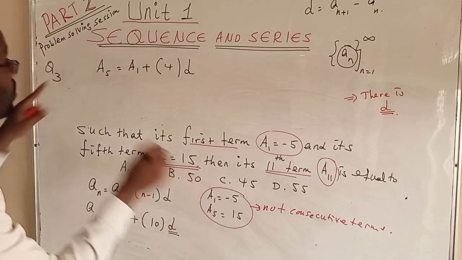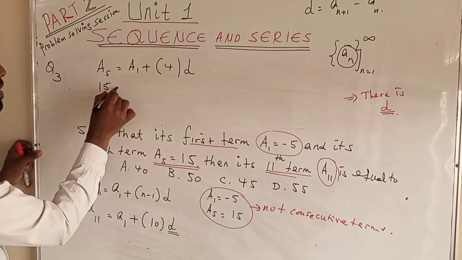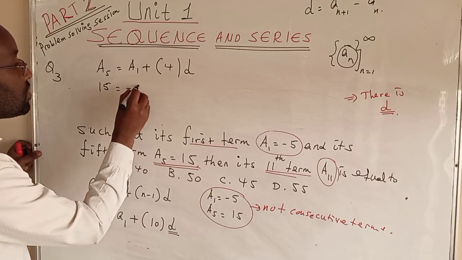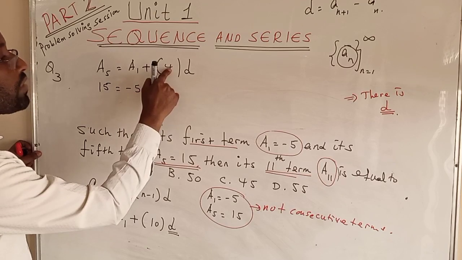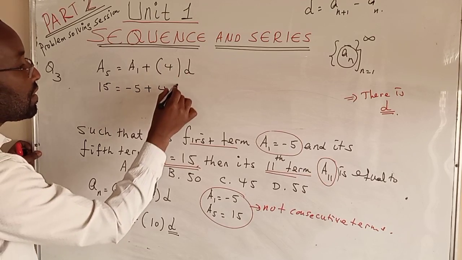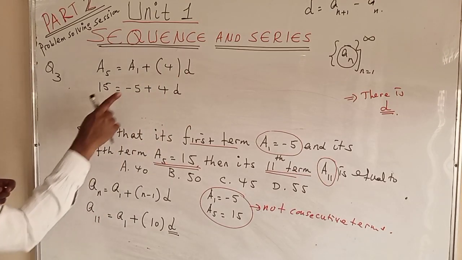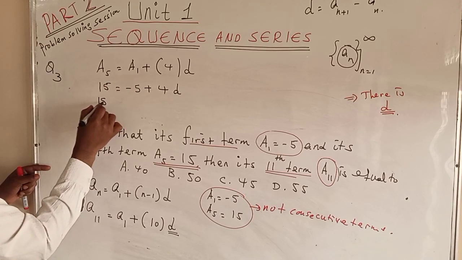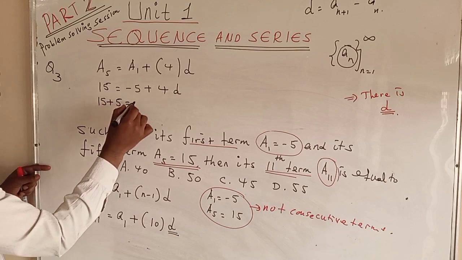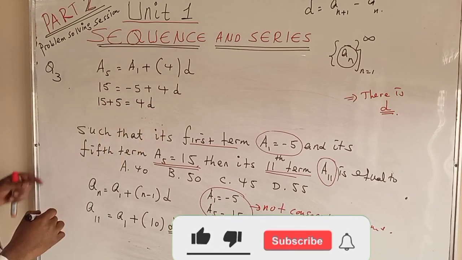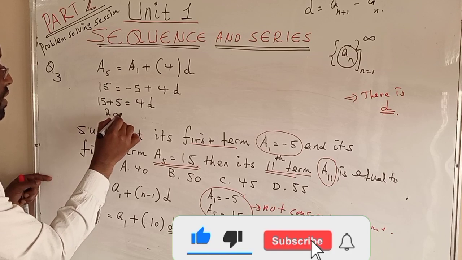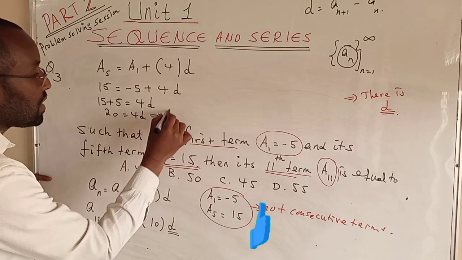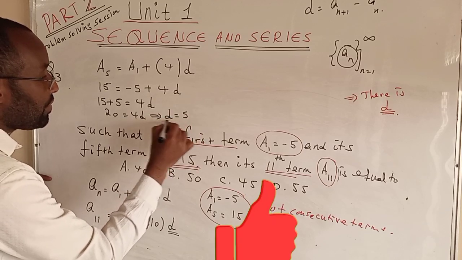We know a5, so we have 15 here. We know the first term, which is -5, so plus 4 times the common difference. Now bring this -5 to this side, so it will be 15 plus 5 is equal to 4 times the common difference. This is 20 is equal to 4d. Now dividing both sides by 4, this implies our common difference is 5.